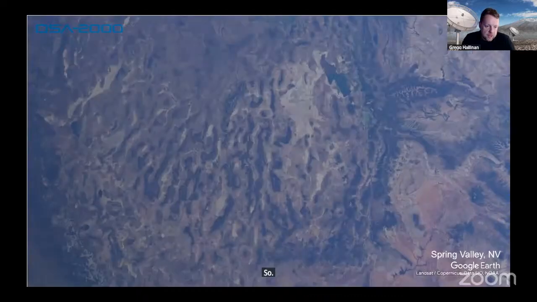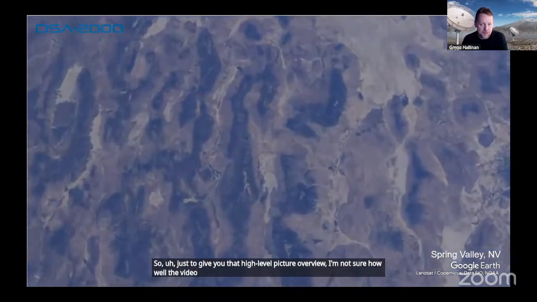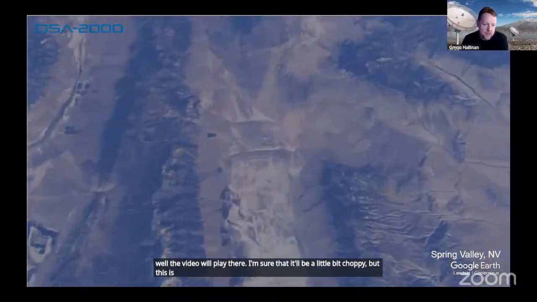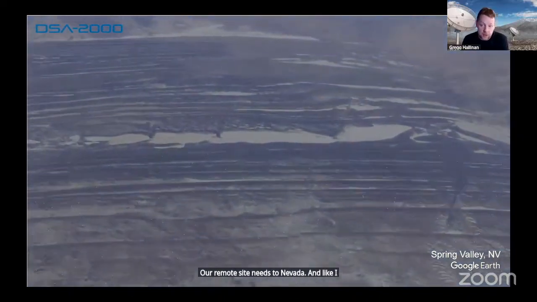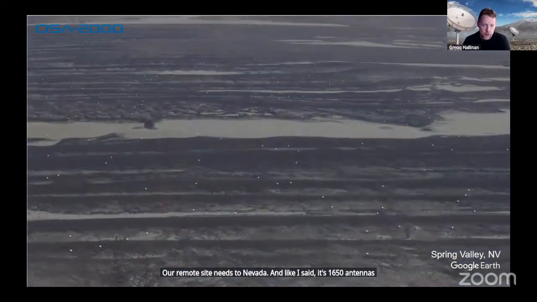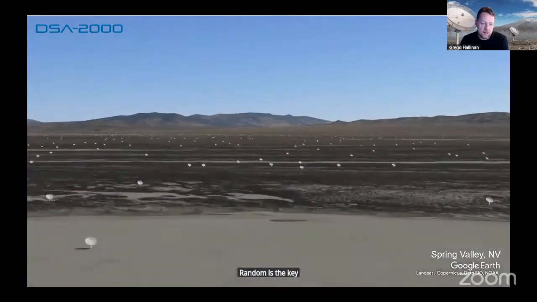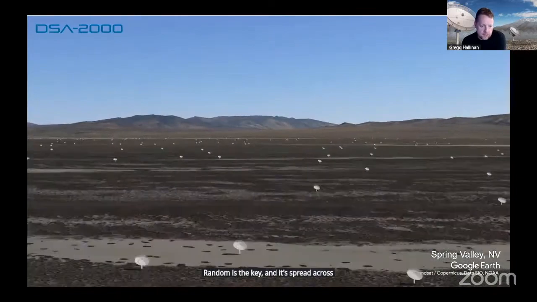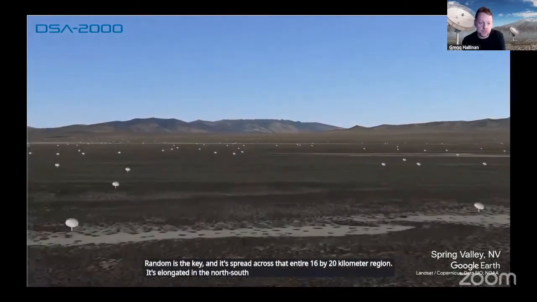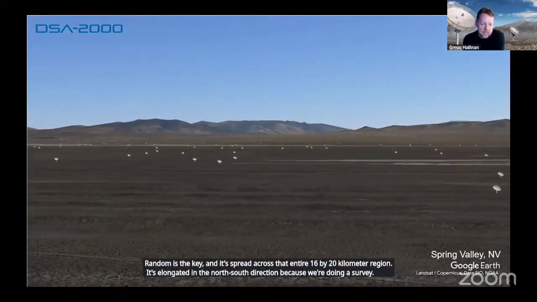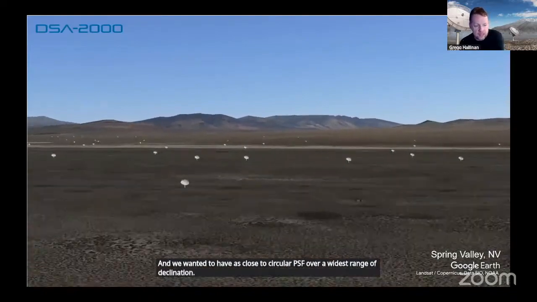So just to give you that high level picture overview, I'm not sure how well the video will play there. I'm sure that it'll be a little bit choppy, but this is a zoom in on our remote site in Eastern Nevada. And like I said, it's 1,650 antennas in a very pseudo-random configuration. Random is the key. And it's spread across that entire 16 by 20 kilometer region. It's elongated in the north-south direction because we're doing a survey and we want to have as close to circular PSF over the widest range of declination as possible.